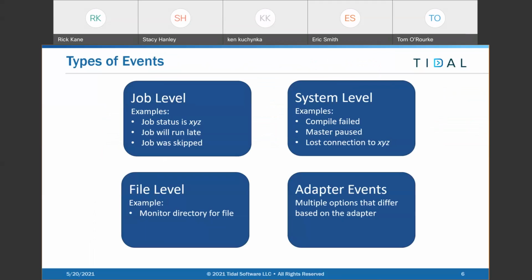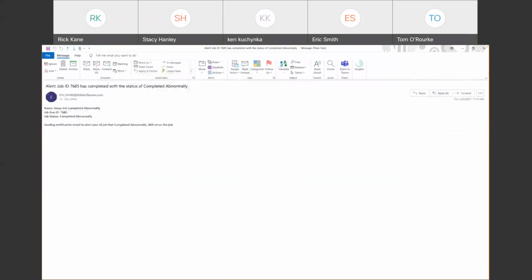So I'm going to come here. This is the email notification that I received. Alert, job ID 7685 has completed with the status of completed abnormally. We'll talk a little bit about this later, but again, these are all variables that it's pulling automatically from the job. So it knows what the job run ID is. It knows that it completed abnormally based off of the variables that are assigned to that particular email notification.